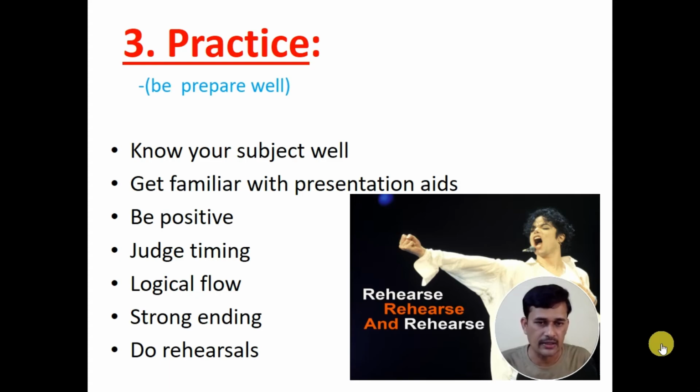Strong ending. That means your conclusion should be very effective. So you need to end very strongly. You need to plan for that: what will be the conclusion of your presentation. And do rehearsals. This is very important. So you should be over prepared. More preparation should be there. That means more rehearsals should be there.